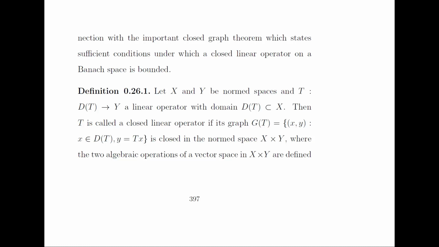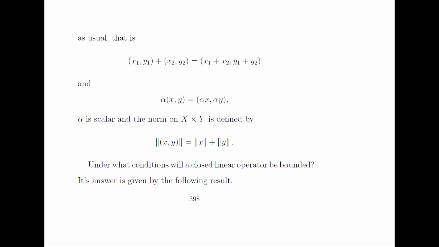is closed in the normed space X cross Y, where the two algebraic operations of a vector space in X cross Y are defined as usual, that is (x1, y1) plus (x2, y2) is equal to (x1 plus x2, y1 plus y2), and alpha times (x, y) is equal to (alpha x, alpha y), where alpha is a scalar, and the norm on X cross Y is defined as norm of (x, y) equal to norm of x plus norm of y. So now we have a question: under what conditions will a closed linear operator be bounded?